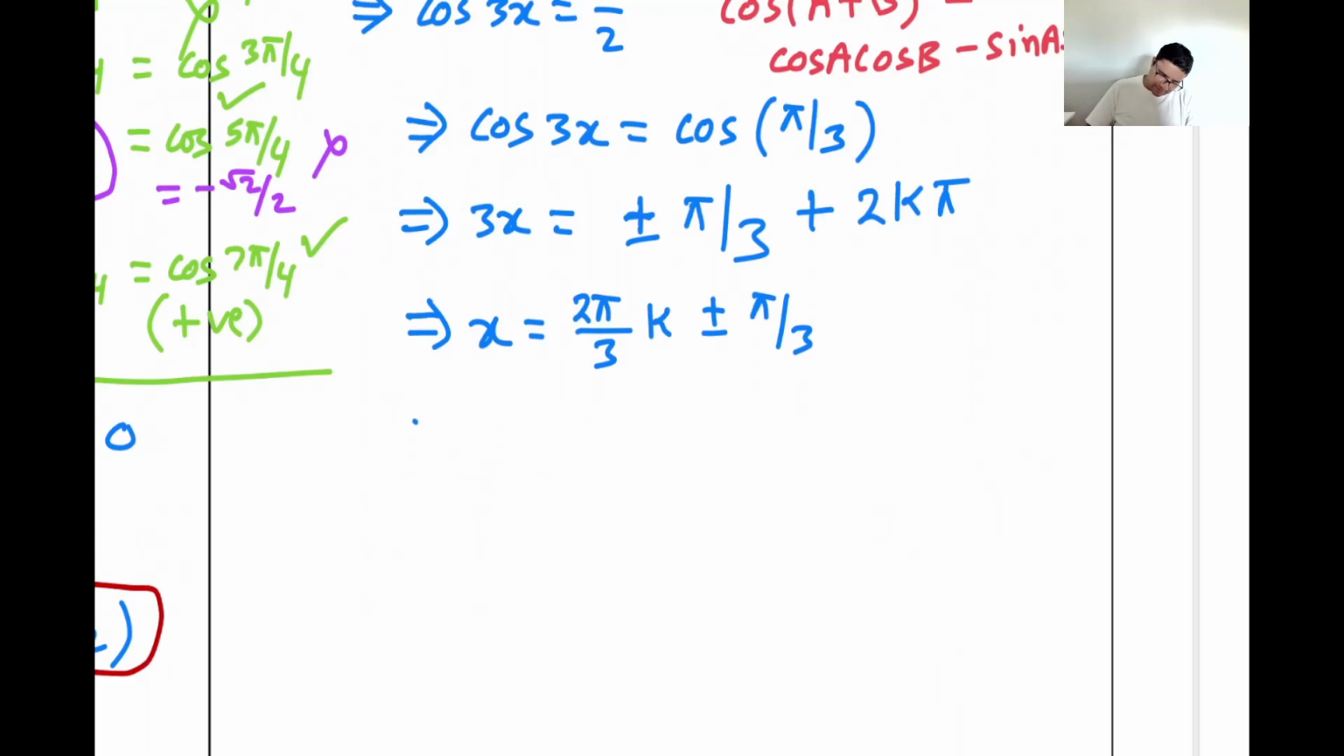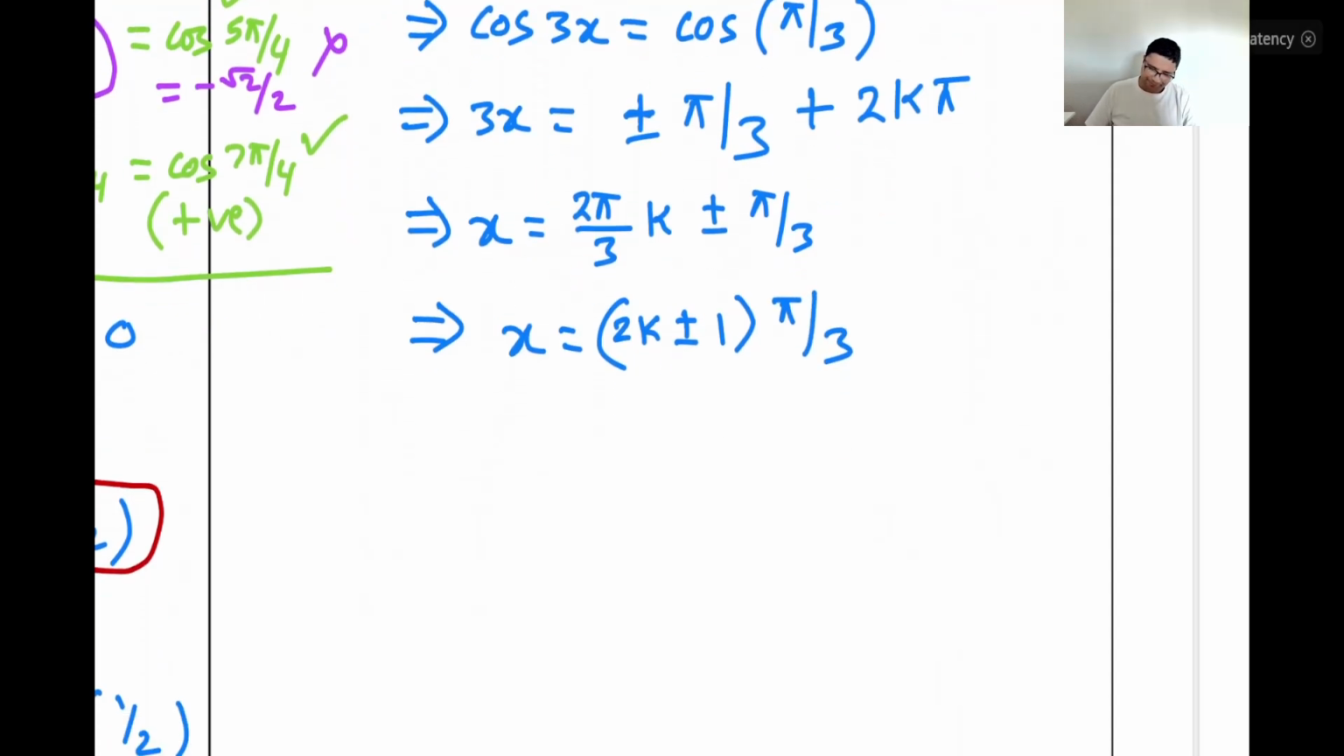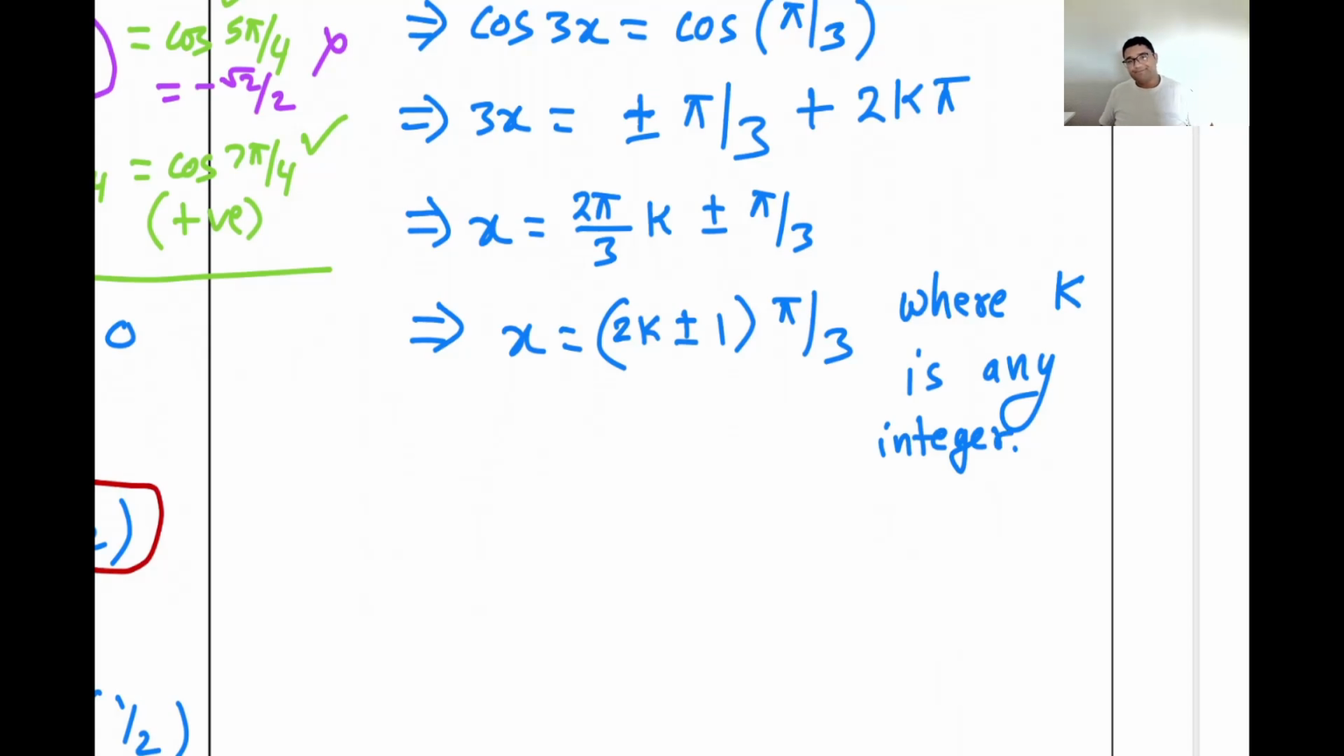And if you want to write that neatly, you will write it as 2k plus minus 1 and factor out the pi, where k is any integer.